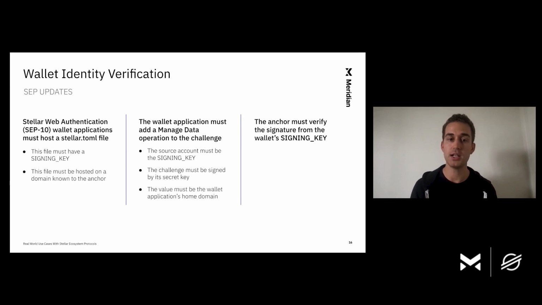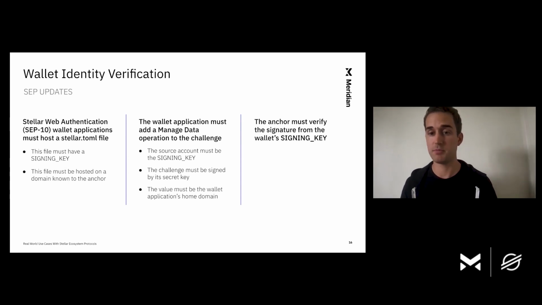And that's actually encoded in the second change here, this manage data operation that was added to the challenge. When the challenge is returned to the wallet application, it's going to have an additional operation. And the source account on this transaction's operation is going to be the signing key of the wallet. And the wallet passed this key to the anchor and said, here is the signing key that I'm going to use to sign the transaction. Here is the client domain that you can find the signing key on. And then they sign the transaction and pass it back.